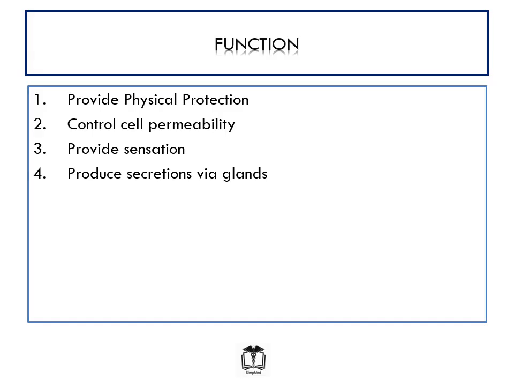Let's talk a little bit about the functions of epithelial tissues. There are four major functions of epithelial tissues. First is to provide physical protection, and that's by virtue of the fact that they line different surfaces internally and externally. They also help in controlling cell permeability. I'll talk about one of the major features of epithelial tissues that makes this possible. They also help in providing sensations, and they help in producing secretions through the glands which they form.